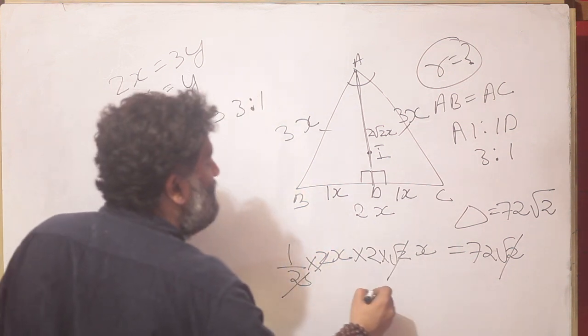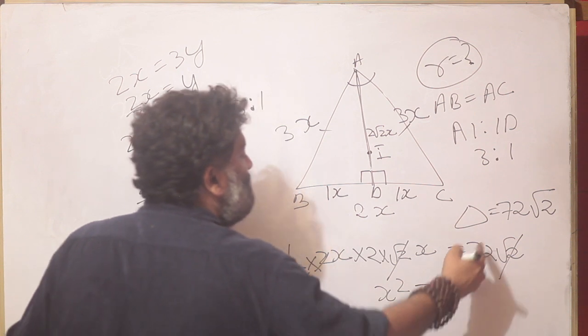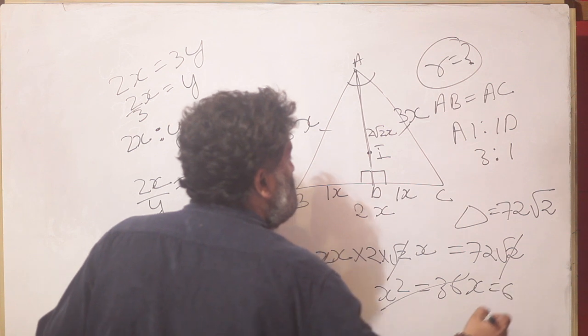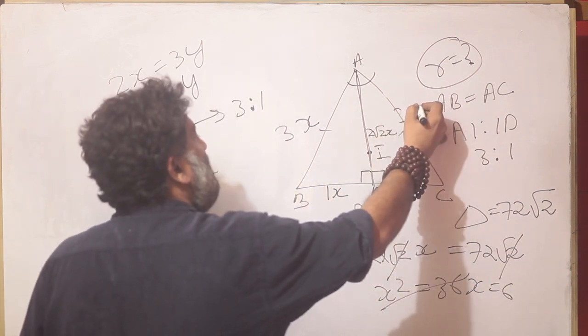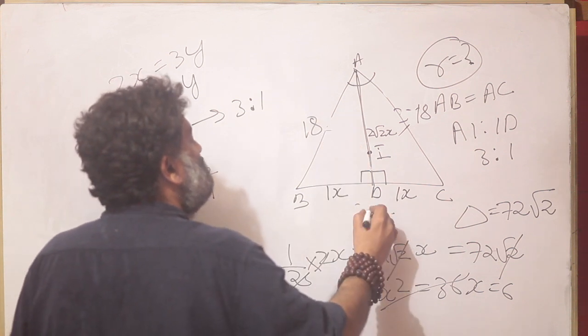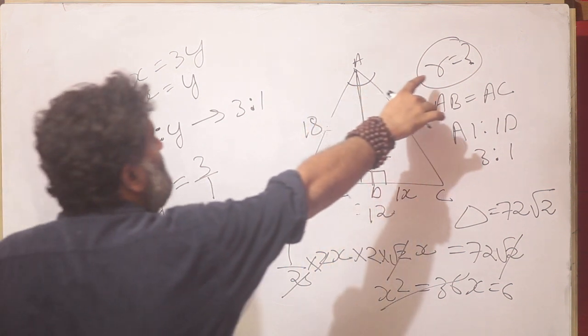So now you are left with x square, and this 2 will go to the other side, which will make this 36. So x is going to be equal to 6. So this side is 18 for you, this side is 18 for you, and this side is 12 for you. So now you have everything, because you wanted to find the inradius.